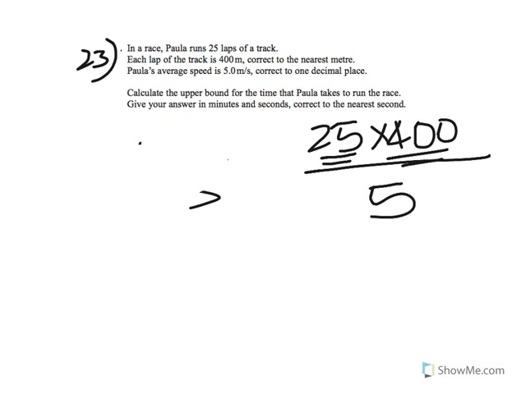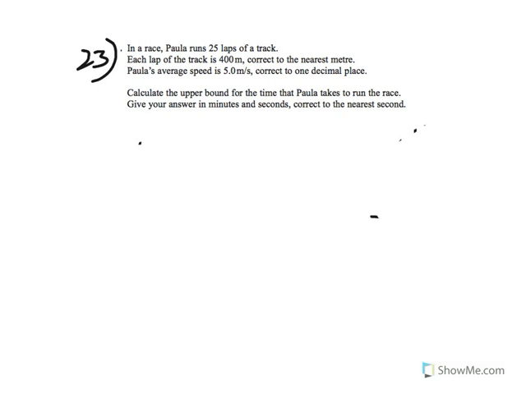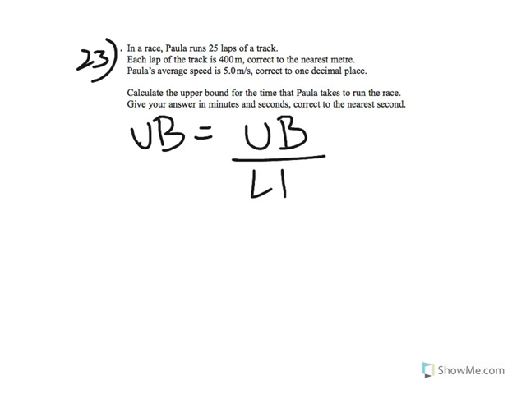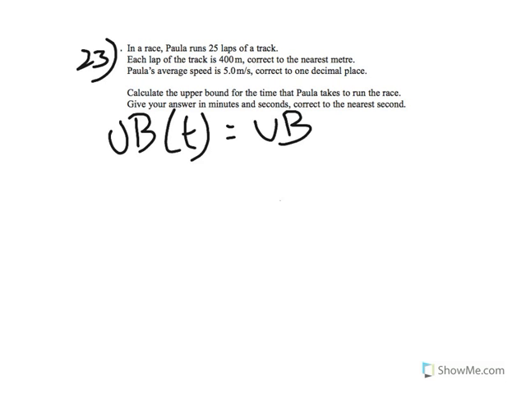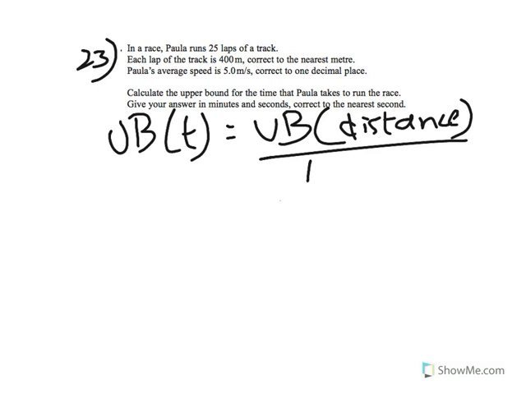But in this case, what they want is the upper bound for the time. When dividing, to get a higher value, you need to divide an upper bound by a lower bound, because you're dividing a higher value by a lower value. So the upper bound for time is the upper bound of distance divided by the lower bound for speed.